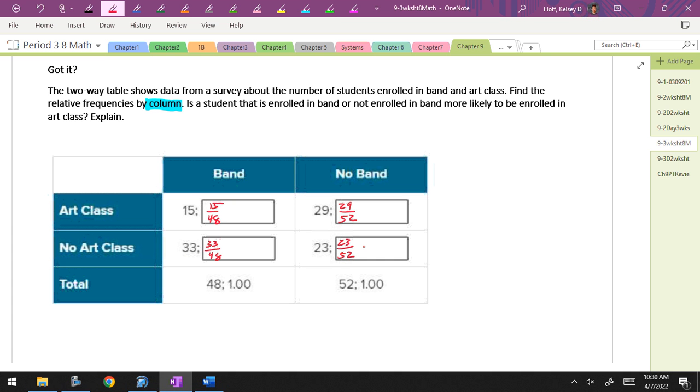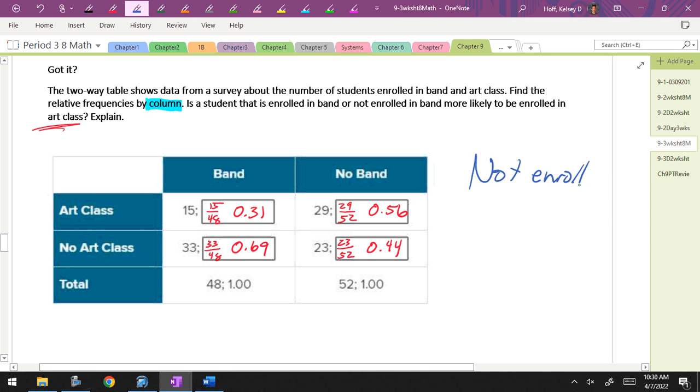Let's go down the band column. Band and art. Band and no art, 0.25. No band and art, 0.56. No band, no art, 0.4. Okay, is a student enrolled in band or not enrolled in band more likely to be in art? Not enrolled in band. We're looking at art class and we're comparing 0.31 to 0.56. 0.56 is definitely larger.